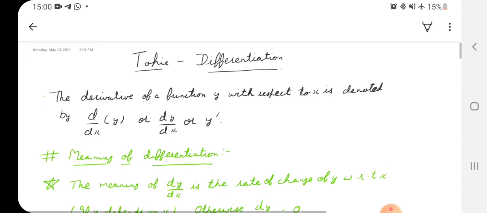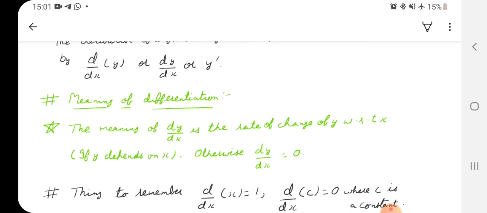First of all, the meaning of differentiation. What is the literal meaning in the real world? So the meaning of dy by dx, that means differentiation of y with respect to x, is what? It is the rate of change of y with respect to x. That means how y is changing as x is changing. So the rate of change of y with respect to x, if y depends on x.